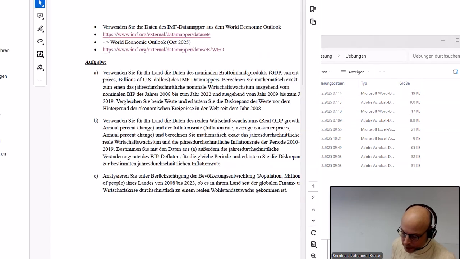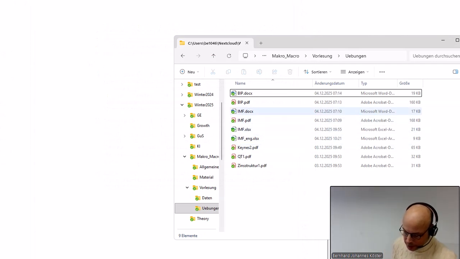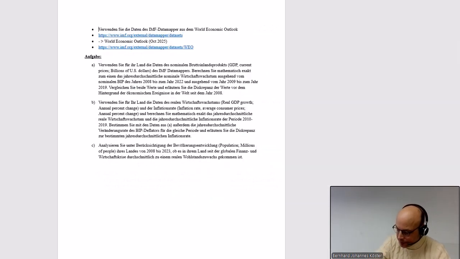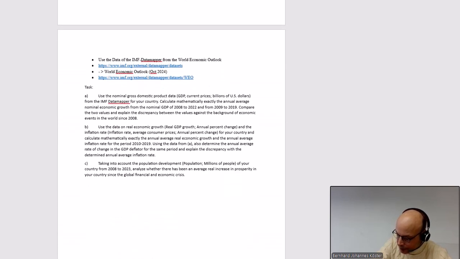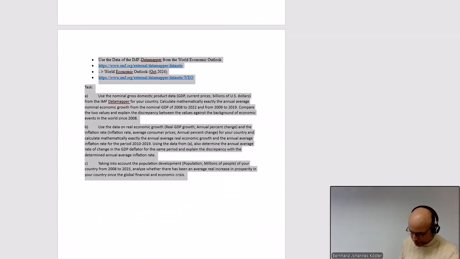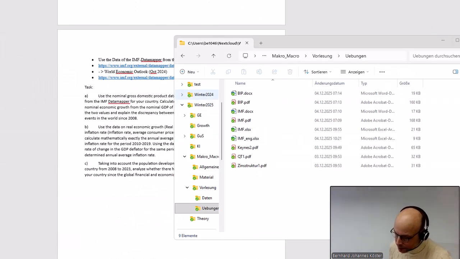Oh, I have to open the other one because there the license is missing. And the English version, let's copy this.